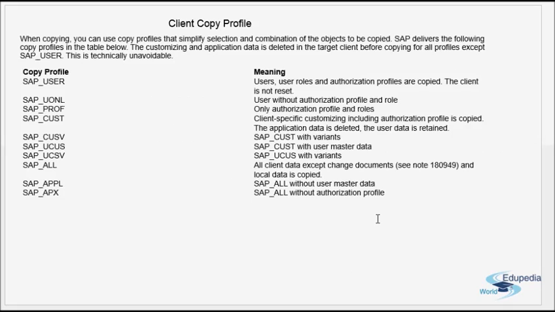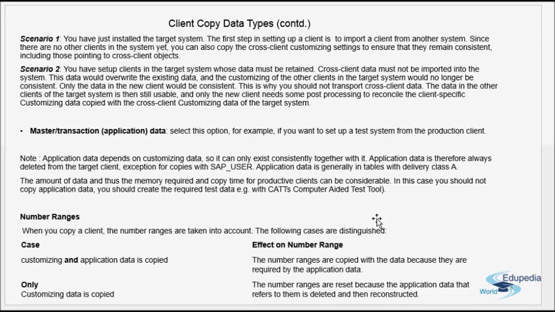So these different data types can be copied using the different profiles which are listed here. You have many other profiles also, but generally the ones which we use are SAP_USER, SAP_CUST, and SAP_ALL. And the other thing we have to take care of is the number ranges. Number ranges are nothing but every document in SAP is given a unique number. So when you copy the application data, the number ranges are also copied. If you copy only customizing data, then in the new client the number ranges are just reset.